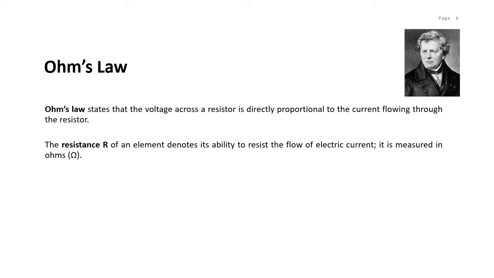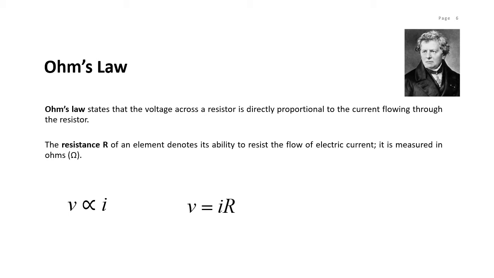Ohm's law states that the voltage V across a resistor is directly proportional to the current I flowing through the resistor. That is, V is proportional to I. Ohm defined the constant of proportionality for a resistor to be the resistance R. The resistance is a material property which can change if the internal or external conditions of the element are altered, for example, if there are changes in the temperature. Thus, the previous equation becomes V equals IR, which is the mathematical form of Ohm's law.